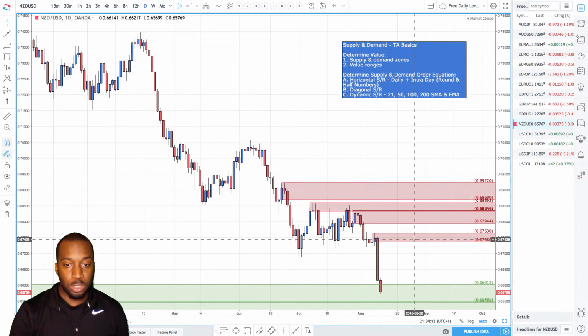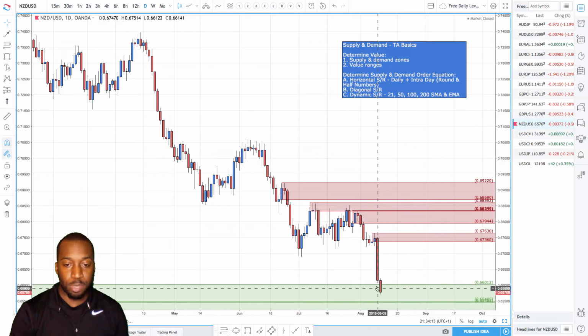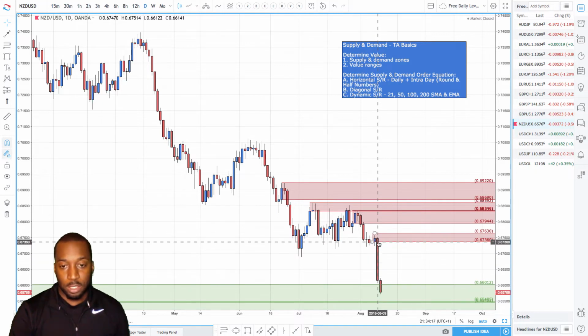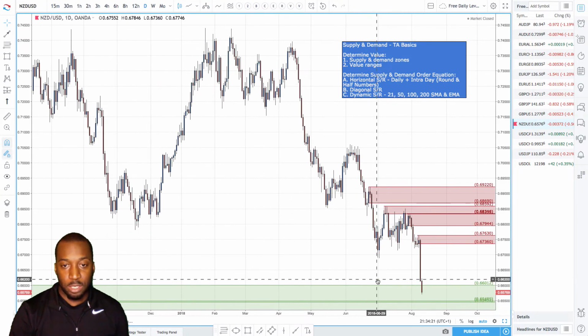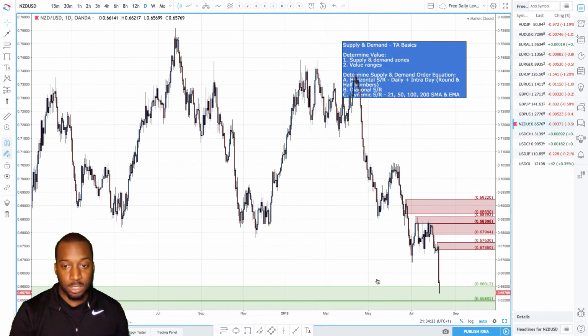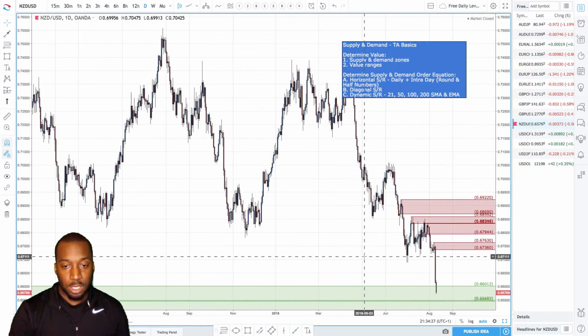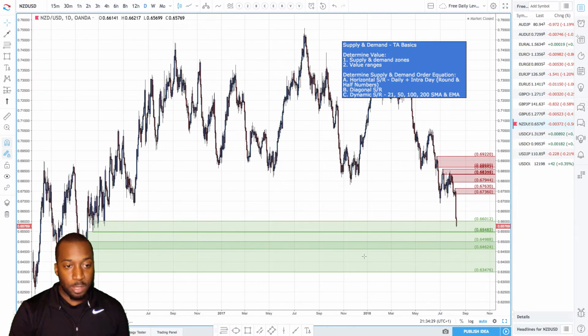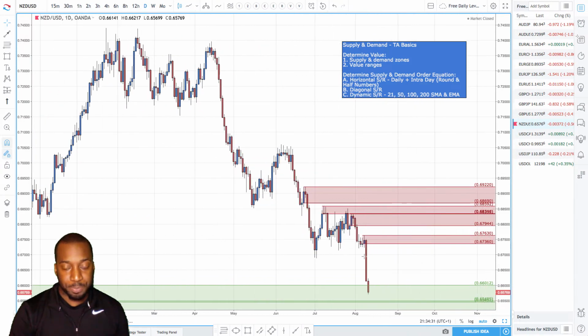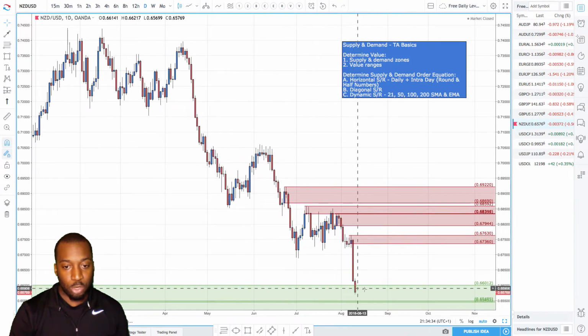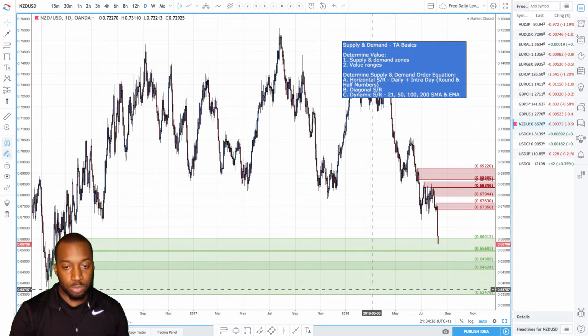Going on to the New Zealand dollar, US dollar, right? We got pretty much a big sell-off this week, and this is from dollar strength and really New Zealand fundamental and sentiment weakness, right? If you keep your eye on the fundamentals, you'll know exactly why. So at the moment, prices are in this demand zone here.